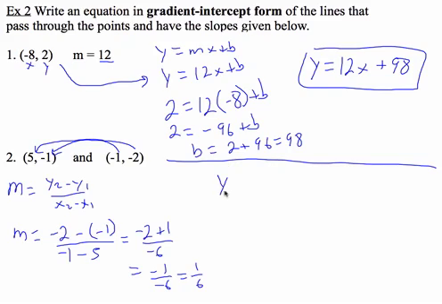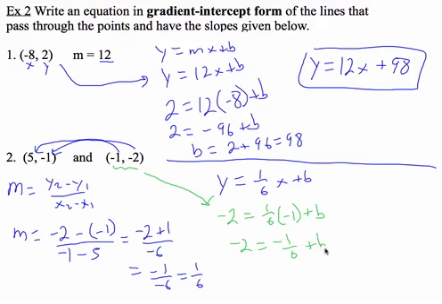So we can write our equation as y equals 1/6 x plus b, because we don't know the y-intercept yet. And we can take one of these points now, either one, up to you, and substitute it into the equation and find the y-intercept b. So we put in negative 2, which equals 1/6 times negative 1 plus b. So negative 2 equals negative 1/6 plus b. And we can add 1/6 to both sides.